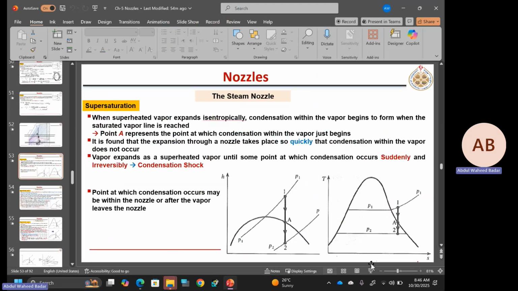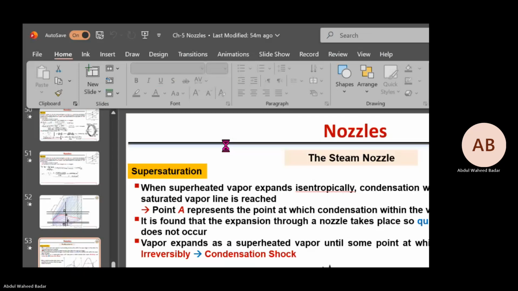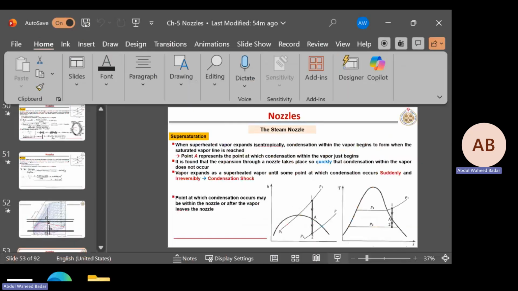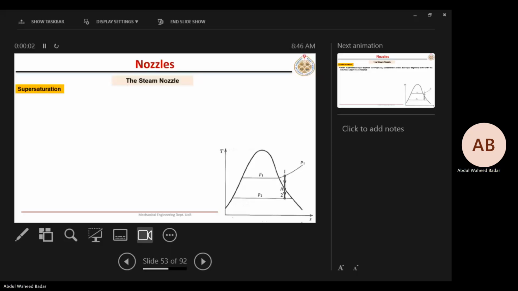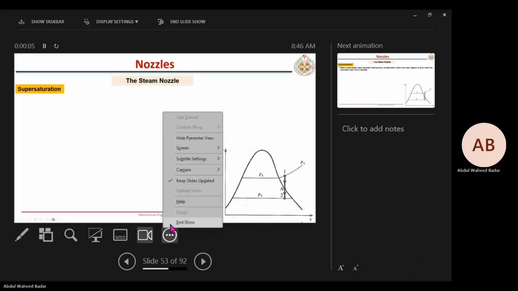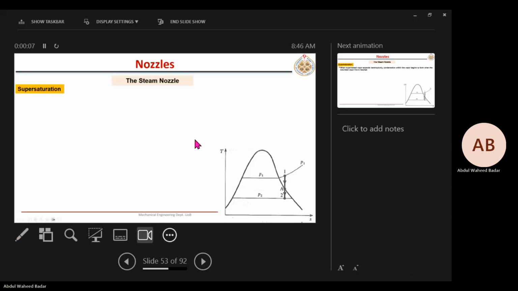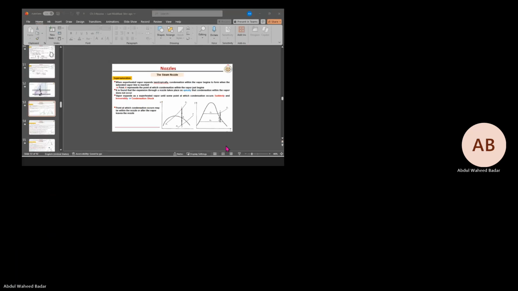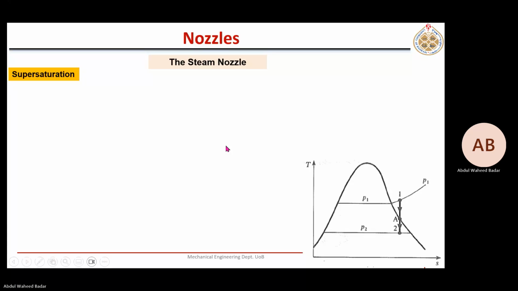Okay, so now the next topic, which is also very interesting, supersaturation. This is a phenomenon which occurs only in steam nozzles, not in gas nozzles, only in steam nozzles. So steam, this is the steam coming from, for example, a boiler, and here it is going to the condenser.